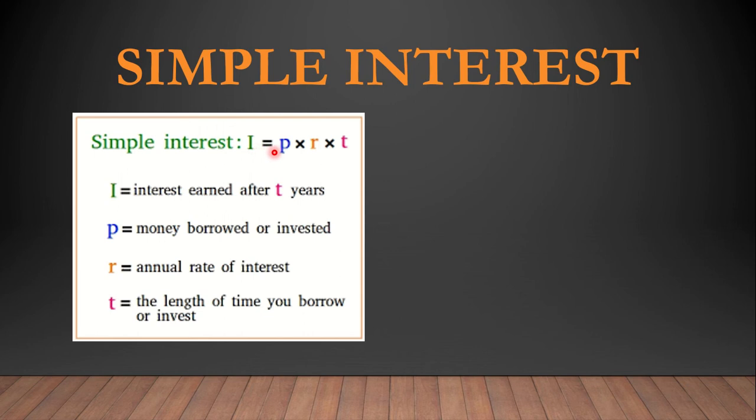So I is equal to P times R times T. I is the interest earned after T years. P is the money borrowed or invested. R is the annual rate of interest. T is the length of time you borrow or invest. And ito po yung mga tatandaan sa pag-compute ng interest.